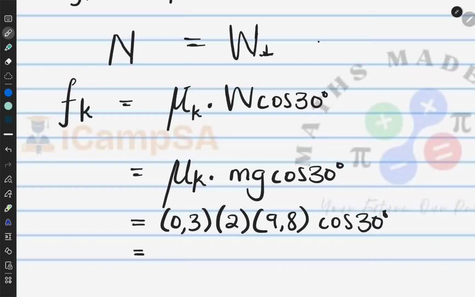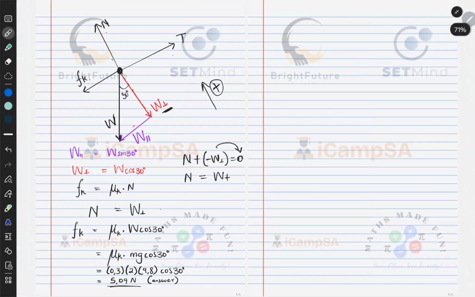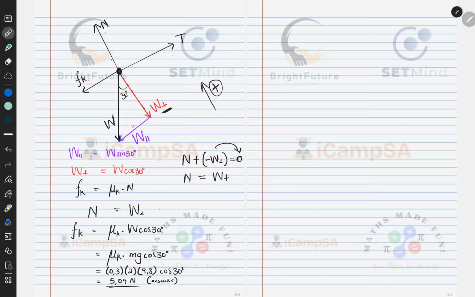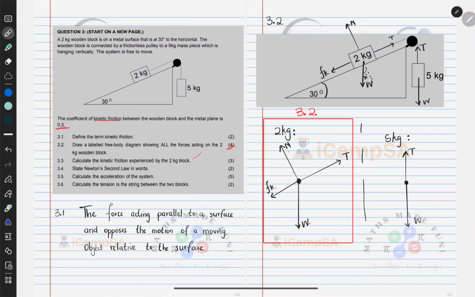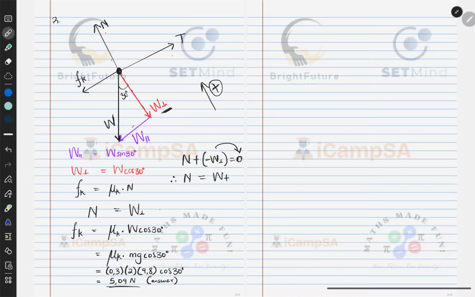So now we can find our F_K. I get that F_K is simply 5.09 newtons. Okay, that's my answer. So that's my F_K, that's what it would look like. So this is our 3.3. Okay, we're done with 3.3.